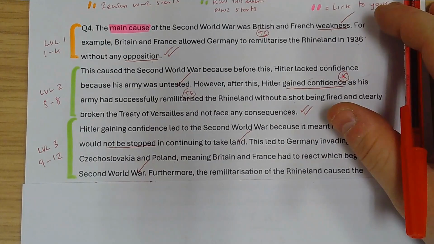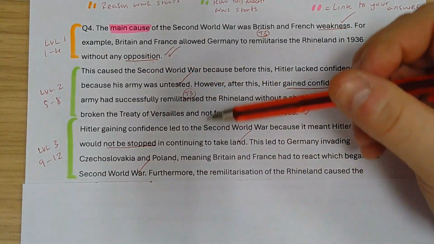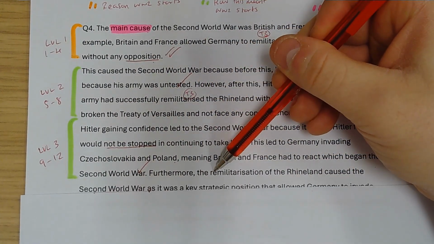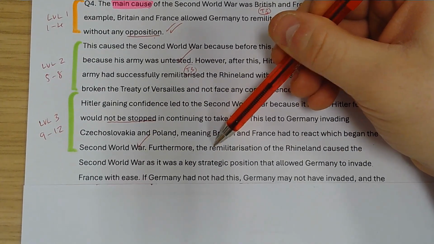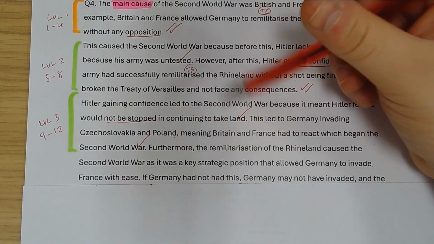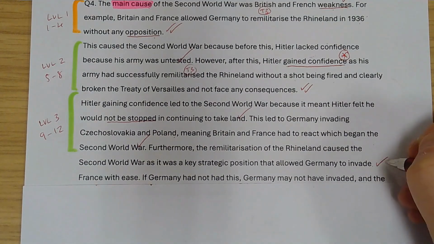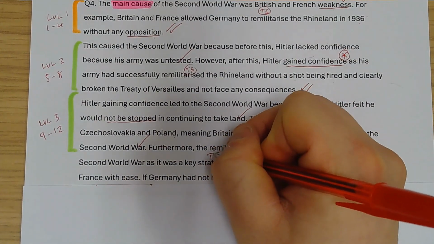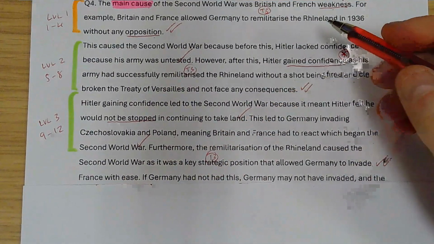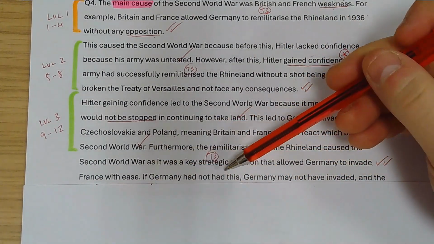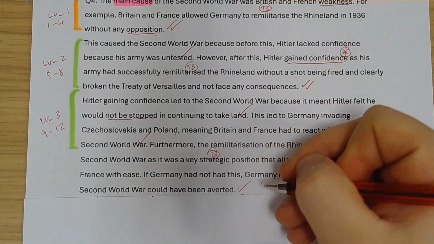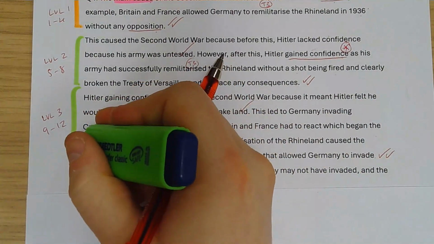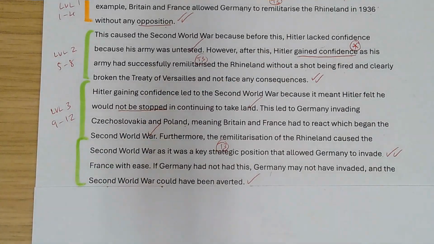I want a little bit more information because remember I have said this is my main cause. So furthermore, the remilitarisation of the Rhineland caused the Second World War as it was a key strategic position that allows Germany to invade. So there I'm thinking, yeah, very detailed, key strategic position, lovely use of language, so invade France with ease. If Germany had not had this, Germany may have not invaded and the Second World War could have been averted. Absolutely. So this here is further explanation.